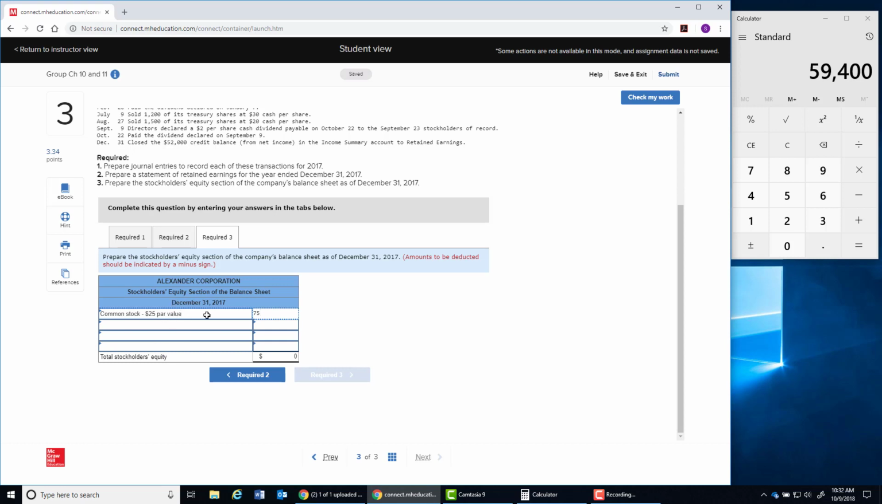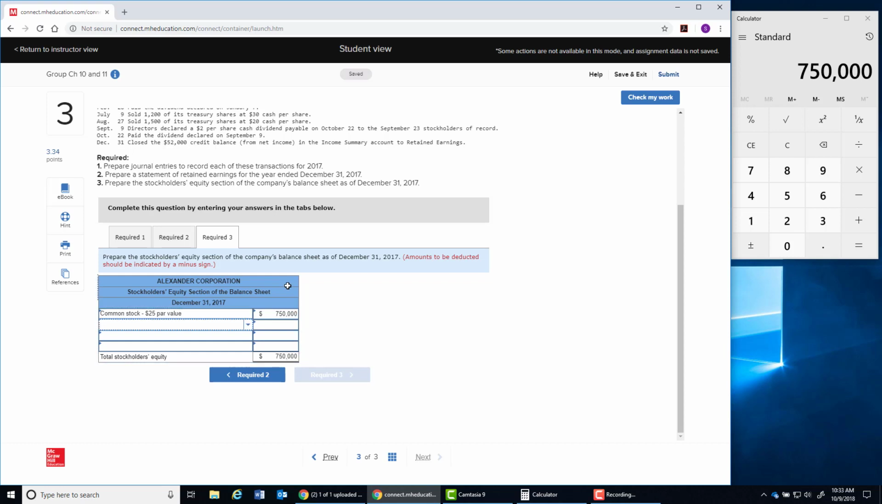So common stock at $25 par value, I'm just going to go with it, right? How much do we actually have out there? Do you remember? It was $25 par value, and our gut is to take 30,000 times 25, right? And you'd be absolutely right. So that's 750,000, because there are really still 30,000 out there. We didn't change that.